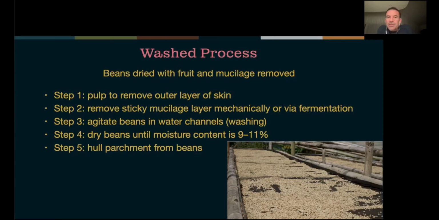You'll notice that step 3 in the wash process involves agitating the beans in a water channel. This is the main reason why washed coffees have fewer Quakers than naturals do, is that the beans, or the fruit that floats when washed in this channel, are removed, and those are presumably Quakers or immature seeds.